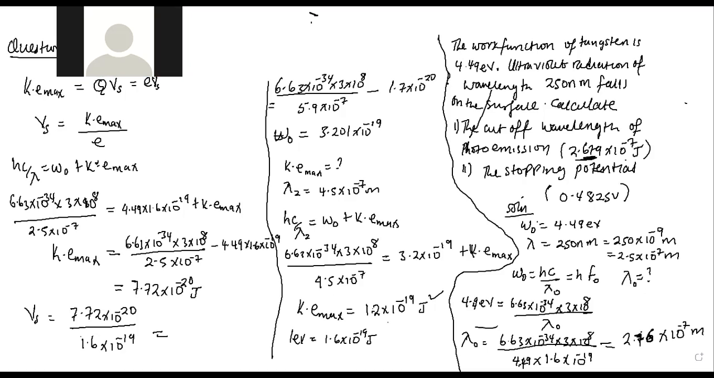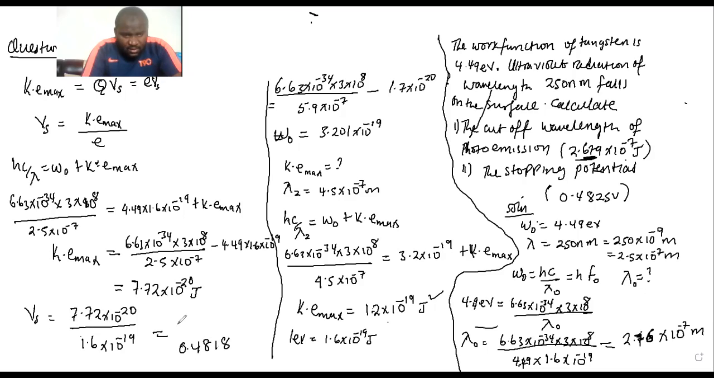0.4818, which is the answer, right? 0.4818. Yeah, which is the answer. Approximately 0.482 volts. So that is the stopping potential.